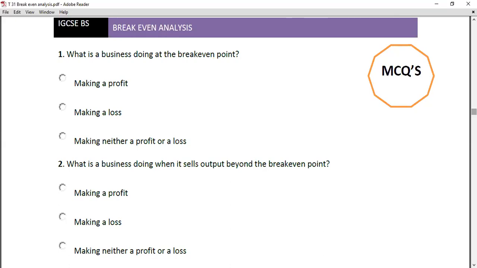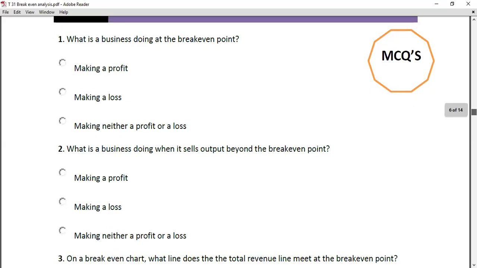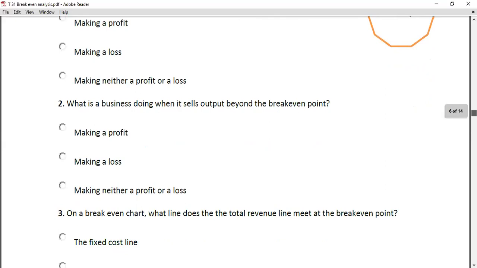Very good. Question number 2: what is the business doing when it sells output beyond the break-even point? Yes, this time also everyone correct. Beyond the break-even point, business making a profit. Very good.